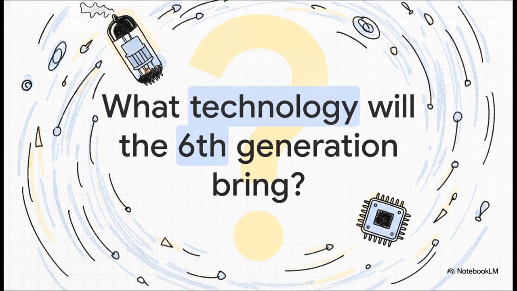We have zoomed all the way from those giant, hot, room-sized vacuum tubes of the 1930s to the microscopic, multitasking processors we carry around in our pockets today. But knowing that developers are currently knee-deep into the 5th generation, building artificial intelligence capable of actively organizing itself, it leaves us with one pretty wild final thought. What on earth will the 6th generation of machines look like tomorrow?